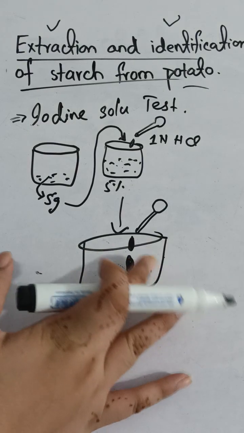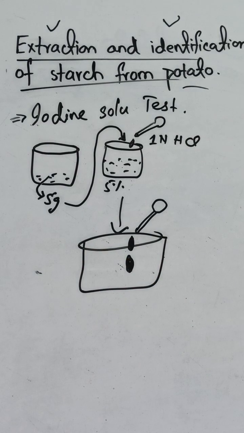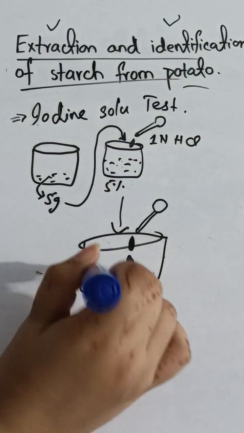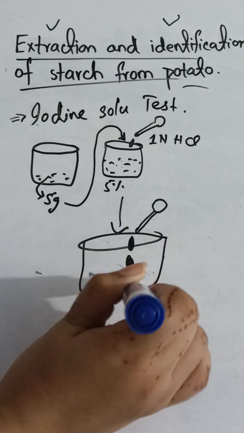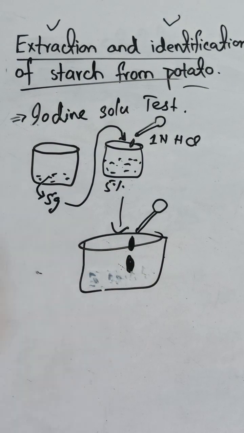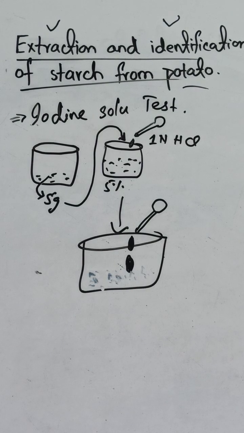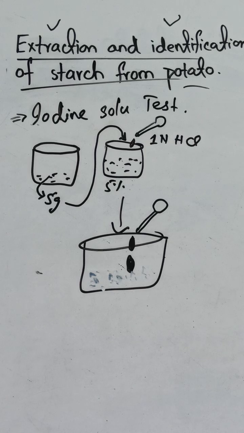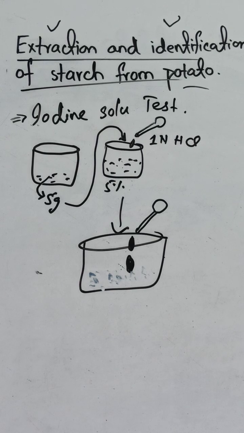Okay, so I am using another pointer to show you that the blue color has appeared right there. So this is the blue color after adding the 2 drops of iodine solution. So the appearance of the blue color indicates that the starch is present there. So it means we have successfully extracted and identified that within the potato the starch is present, and the iodine solution showing the blue color means the starch is present within there.